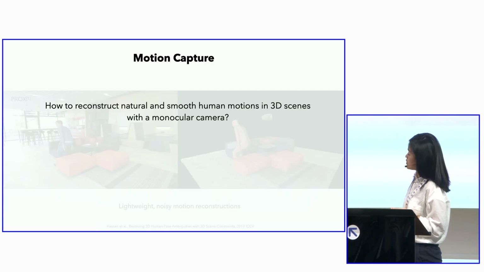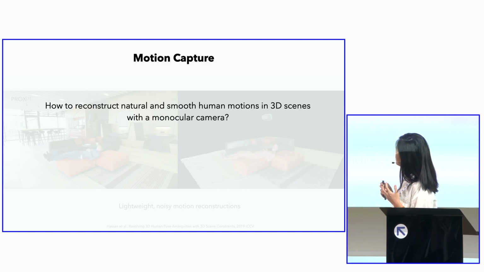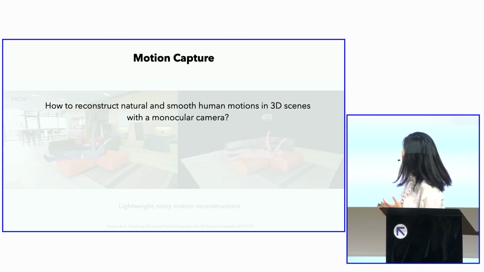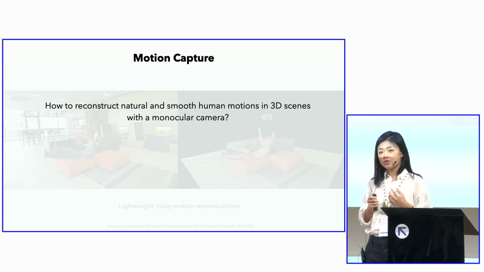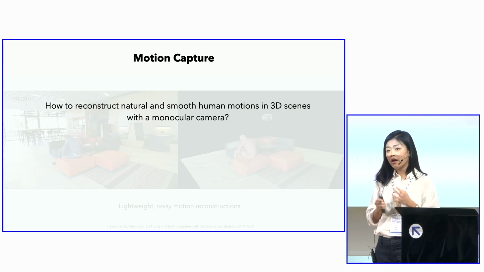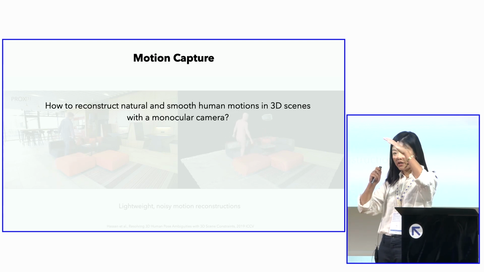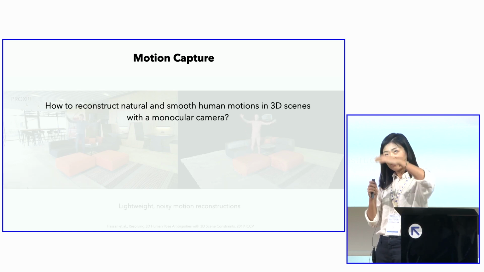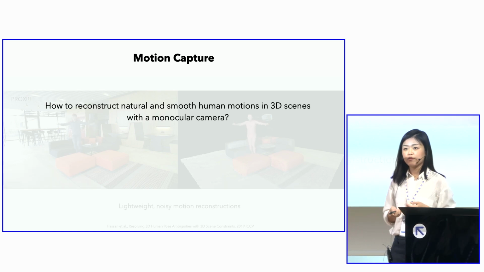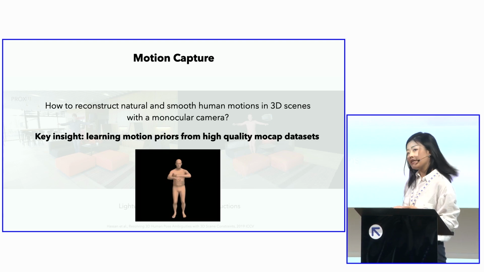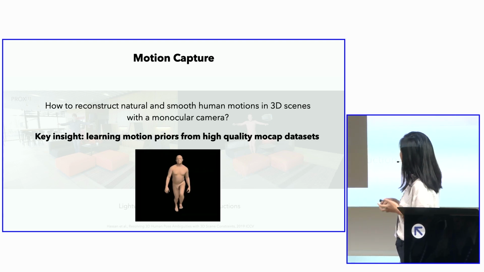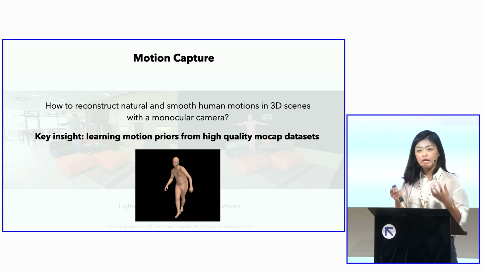And then the question in our work is: how do we reconstruct natural and smooth high-quality human motion in a 3D scene with a monocular camera? How do we really push the quality so that it gets closer to the one we get from a motion capture system? The key idea we have is: let's learn a motion prior from high-quality motion capture data.